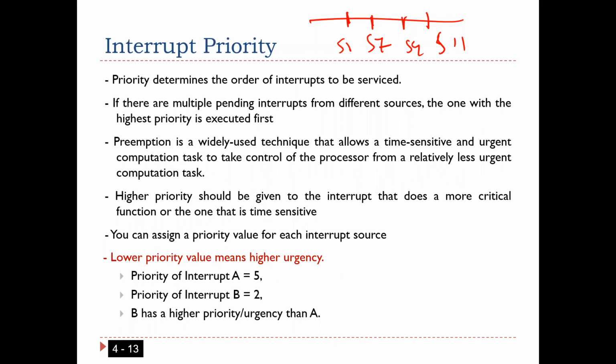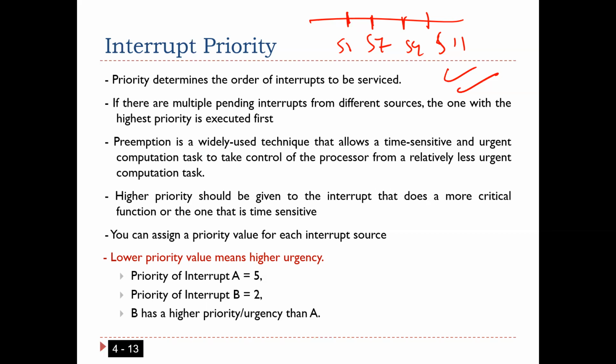How can you control it? Using a priority value. You can assign a priority value for each source. Yes, what's your question? Oh, you don't? Okay. Also, we need to answer another question related to this one.